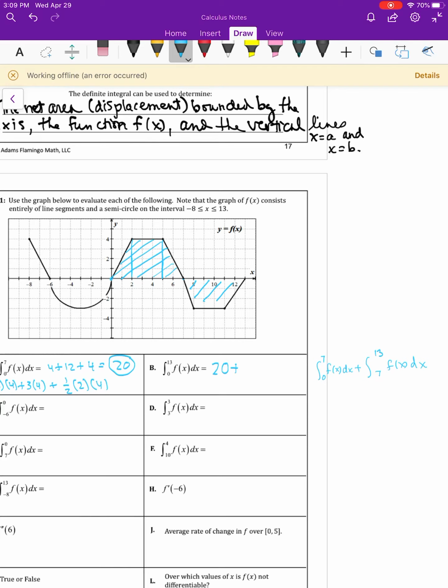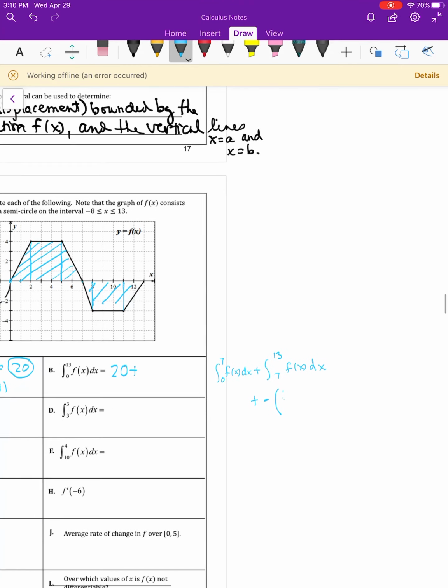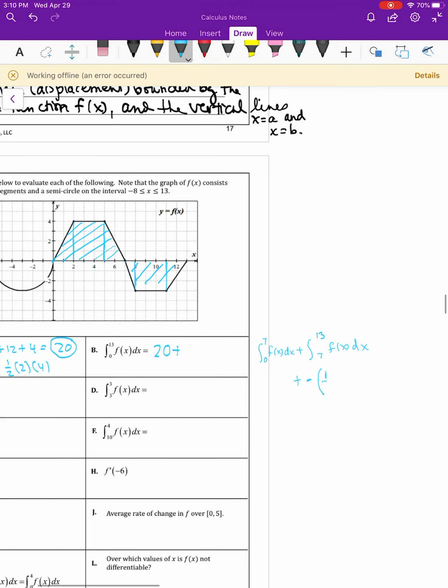plus, and then when I look at my integral from 7 to 13, all of that is below the x-axis. So that whole thing's going to be negative when I figure that out. And again, if I wanted to split this up into a triangle, a rectangle, and a triangle, I could figure out what that negative area is. So I know I'm going to be adding negative area, right? But let's go ahead and just add the area.